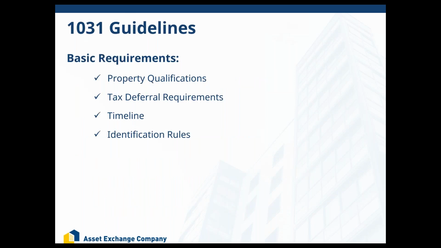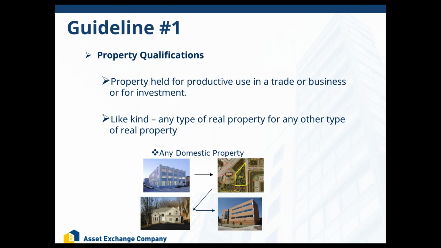So the 1031 exchange guidelines: we're going to talk about property qualifications. We're going to talk about the tax deferral requirements. There are some timelines everybody needs to be aware of. There's also something that's referred to as the identification rules that I want everybody to be aware of. So let's recap. What type of property can you do a 1031 exchange on? Any type of real property that you use in your trade or business or that you hold for investment.